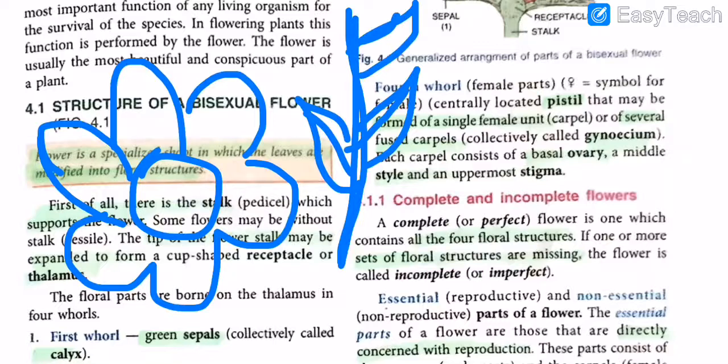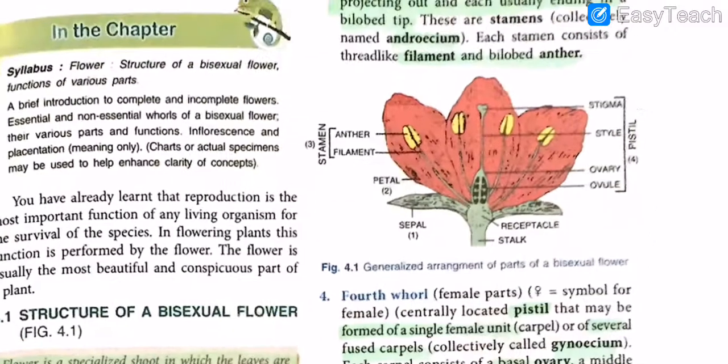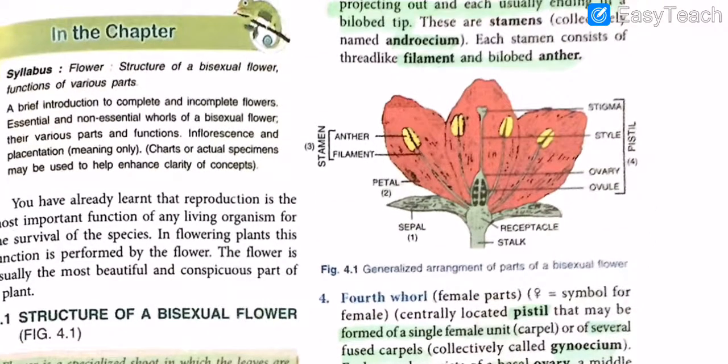So therefore, by combining specialized shoot and modified leaves, you get the definition of a flower. So a flower is a specialized shoot in which leaves are modified into floral structures. Floral as in flower-like structures. Alright. Now first of all, let's talk about the structure of a flower, as in how is a flower made, what is its structure.